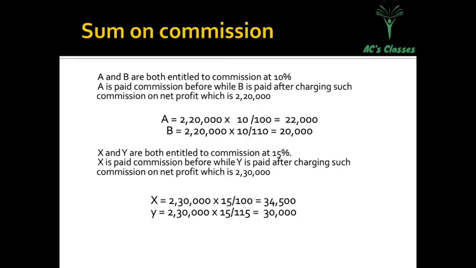Now, in the next case we have two partners, X and Y, both entitled to a commission of 15%. X is paid a commission before, while Y is paid a commission after, and the net profit is given as 2,30,000. So for X, 2,30,000 into 15 by 100, just an ordinary percentage, gives 34,500. For Y, 2,30,000 into 15 by 115 gives us 30,000, because here the denominator was added with the percentage, that is 100 plus 15 becomes 115.